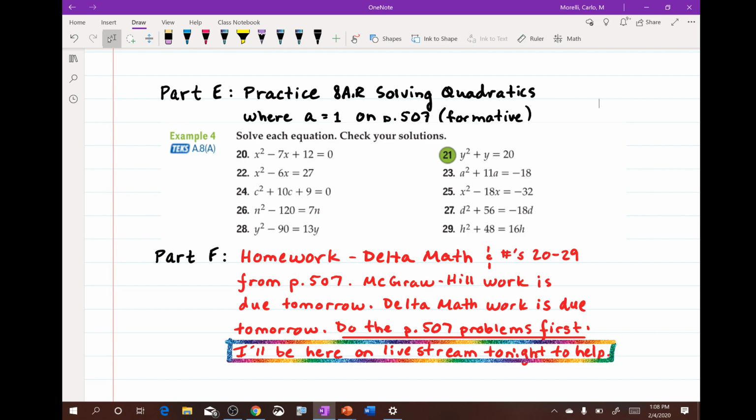See how I'm doing it? N squared minus 7n on both sides. N squared minus 7n minus 120 equals 0. Y squared minus 13y minus 90 equals 0. Get it set equal to 0 first. Then factor. Then set those factors equal to 0 and solve those factors. And then you're a smart person.